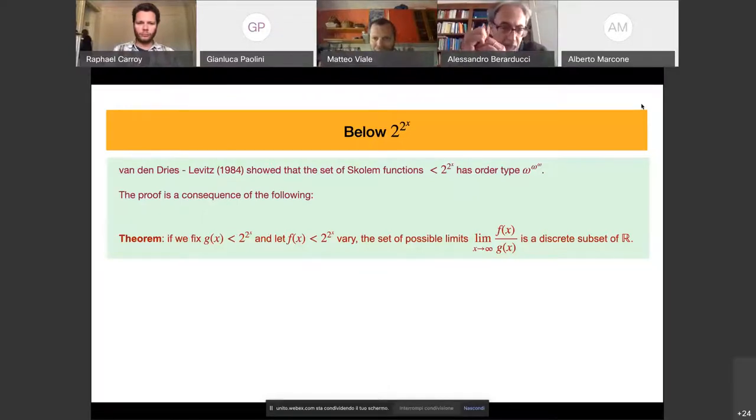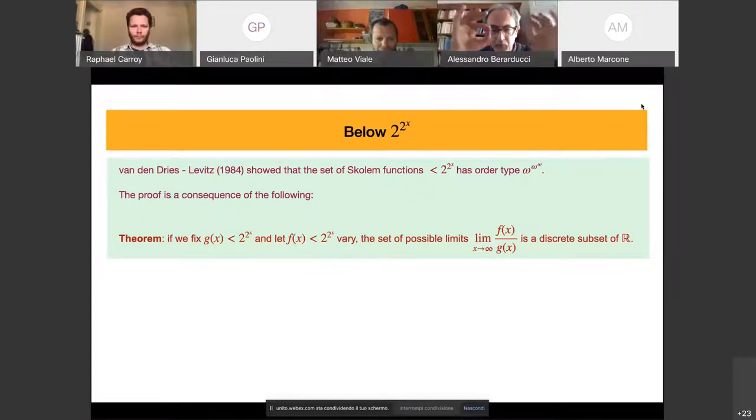Well, this is a consequence of another result, which involves asymptotic analysis. This is the reason why my talk is entitled Asymptotic Analysis. So you want to compute some limits. The main theorem of Van den Dries and Levitz is the following. If you want to compute the limit for x tending to infinity of f divided by g, where f and g are Skolem functions, suppose you take two Skolem functions which are comparable, namely they are in the same Archimedean class. That means that each of them is bounded by an integer multiple of the other.